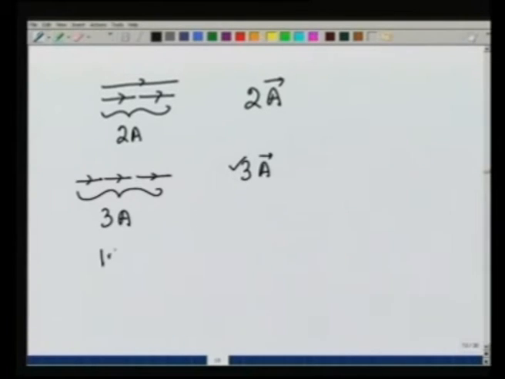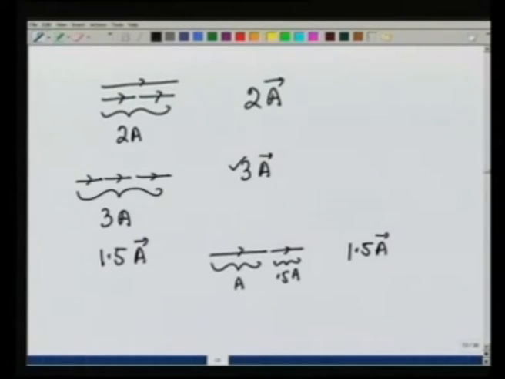How about 1.5A? 1.5A would be A plus half the magnitude, but in the same direction. So, this would be A, this would be 0.5A, and their addition gives me 1.5A.